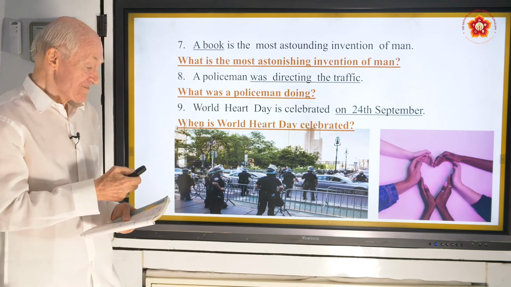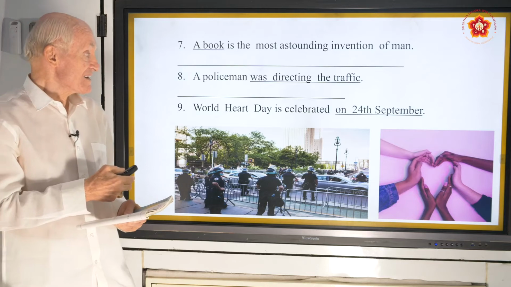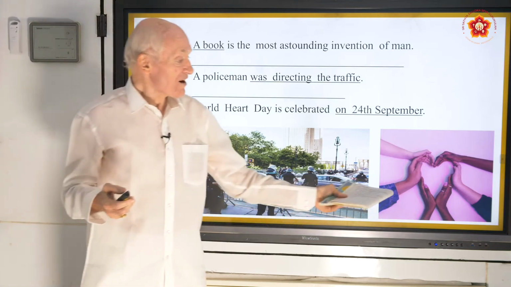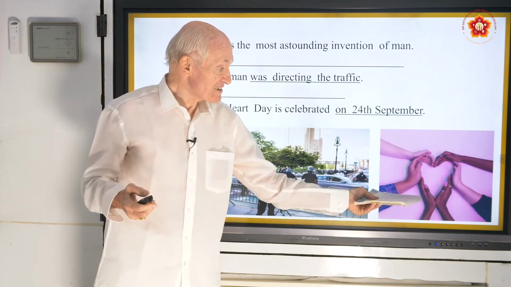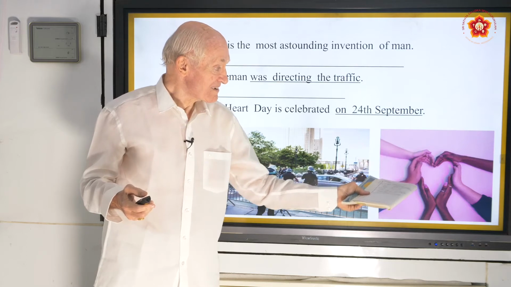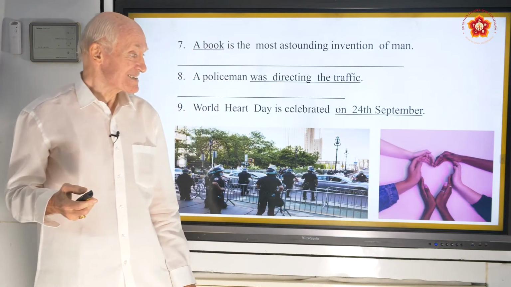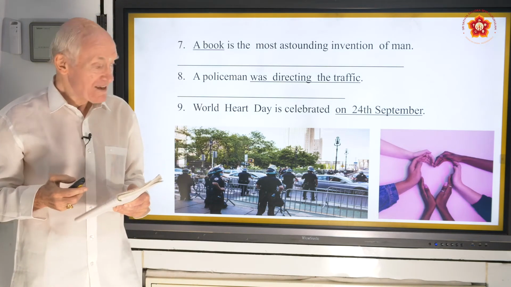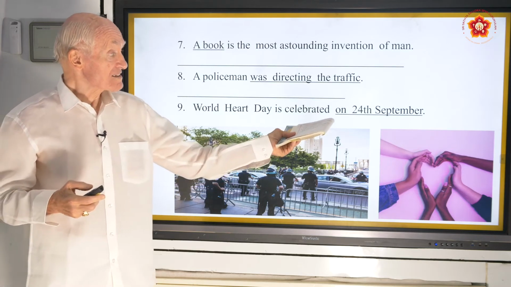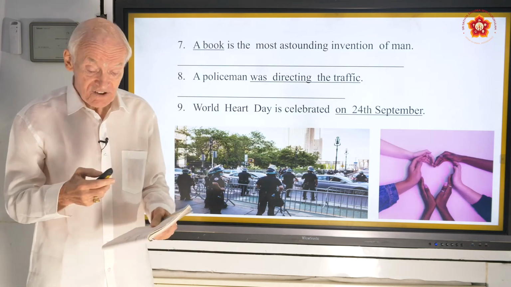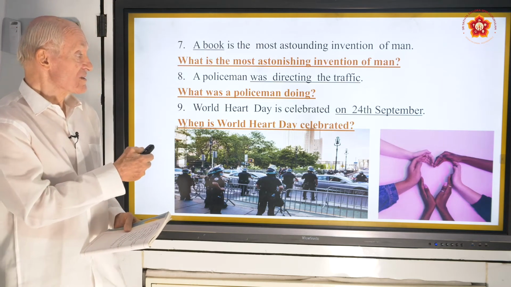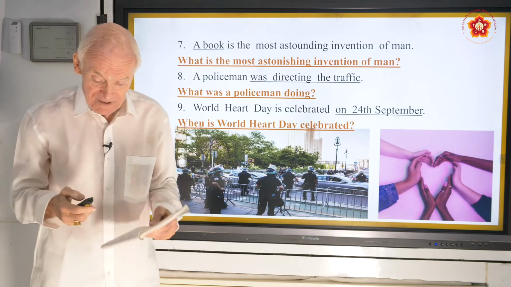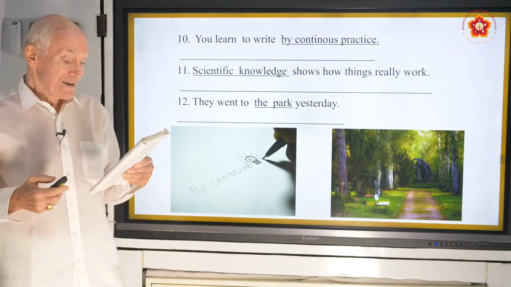So next question. The World Heart Day is celebrated on 24th of September. World Heart Day is where all the world gets together. You can see the picture here. 1, 2, 3, 4, 5, 6 hands, all different colors, different shapes. Everybody's getting together to form a heart. And the question we want to ask is, when is it celebrated? So the question we ask is, when is World Heart Day celebrated? We have the answer already, on the 24th of September. Let's go ahead. Number 10.